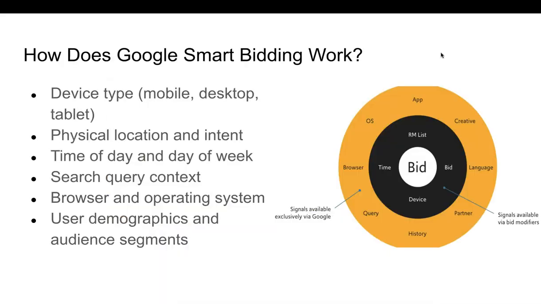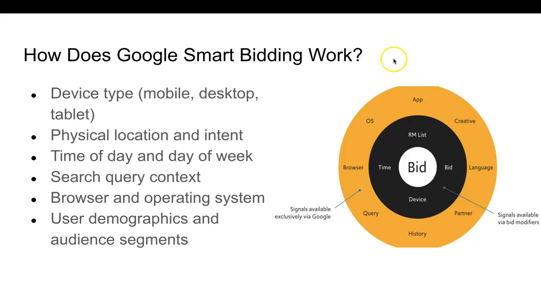Okay. So how does Google Smart Bidding even work? Well, Smart Bidding is Google's advanced suite of automated bidding strategies, designed specifically for conversion focused goals. With Smart Bidding, Google's system sets bids in every auction, which is called auction-time bidding, based upon a wide range of signals.